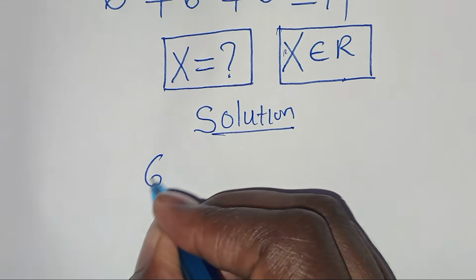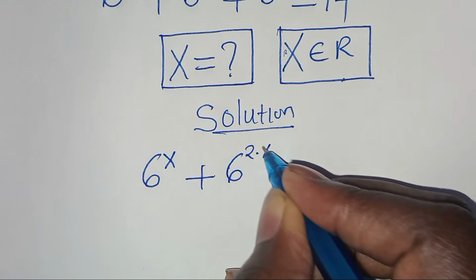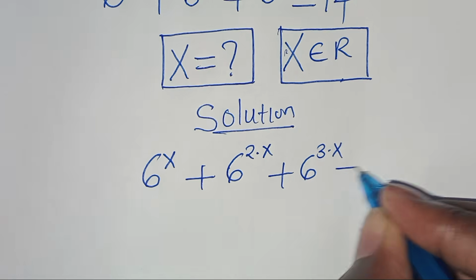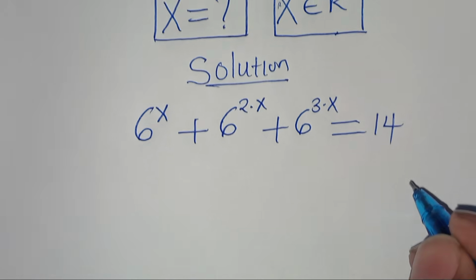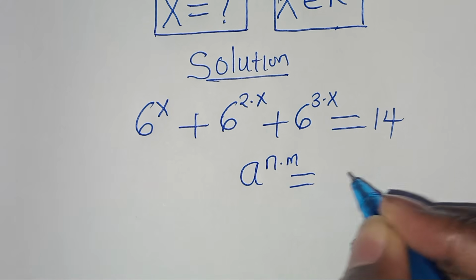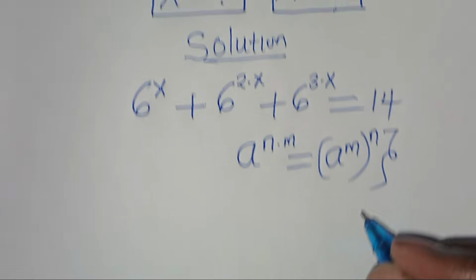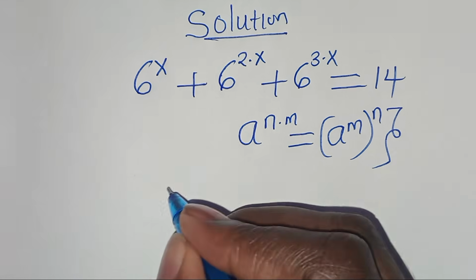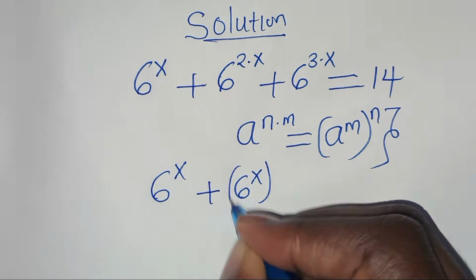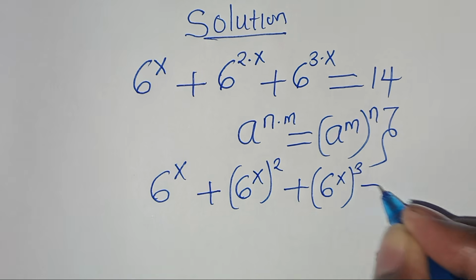So we have 6 to the power of x plus 6 raised to the power of 2 times x, then plus 6 to the power of 3 multiplied by x, and this is equal to 14. Now, this is in the form of a to the power of n multiplied by m, which we can express as a to the power of m raised to the power of n. Applying this exponent property, we have 6 to the power of x plus 6 to the power of x raised to the power of 2, then plus 6 to the power of x raised to the power of 3. This is equal to 14.